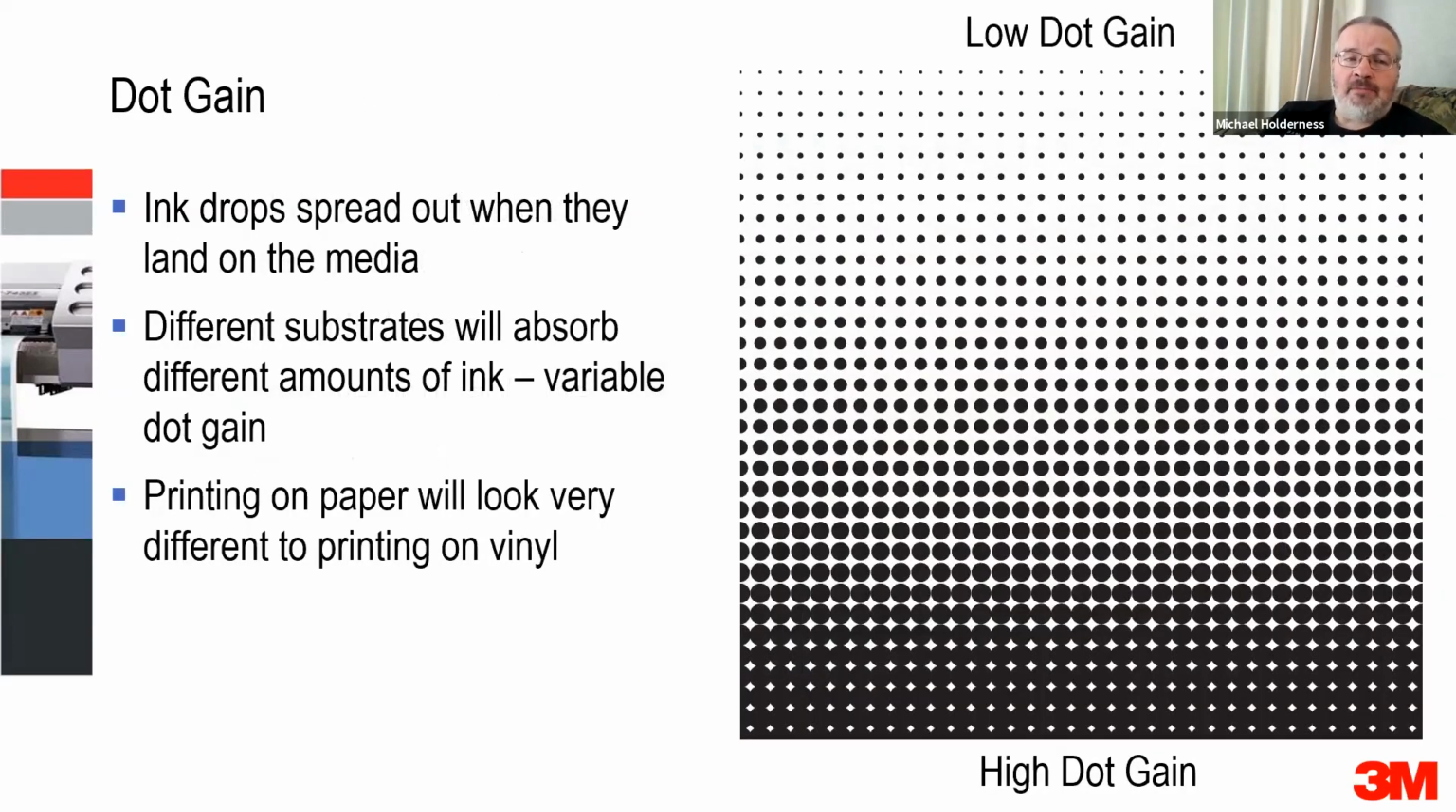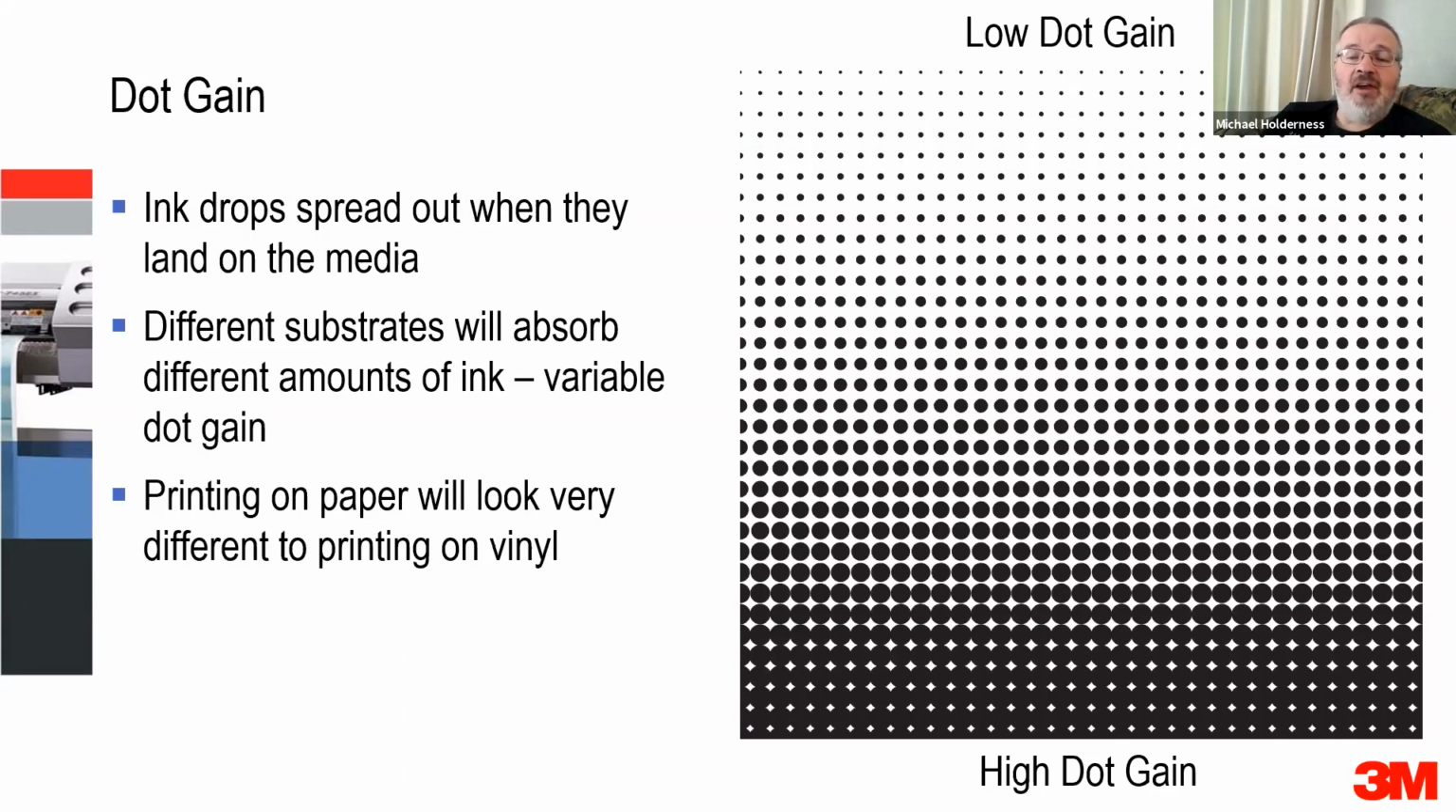The next one is dot gain. Dot gain is about what happens when that ink drop actually touches the surface. The ink drop will spread out when they land on the media. So what happens is, if you're printing on paper, you'll get a much bigger dot gain, and you'll get something that looks like the bottom of that. You'll get a very, very diffuse picture. The dot will hit the surface and it will soak into the paper and spread out.